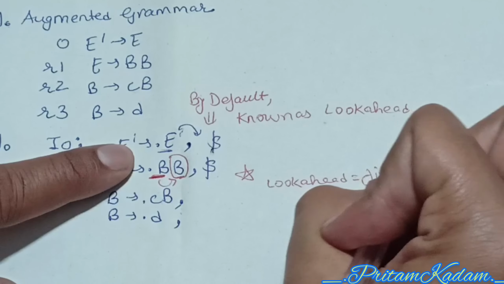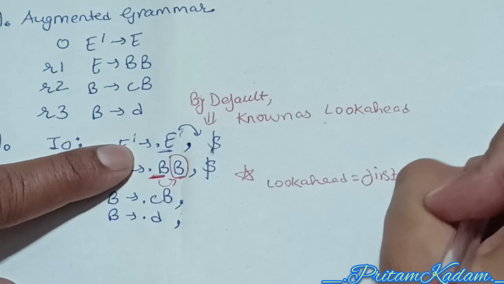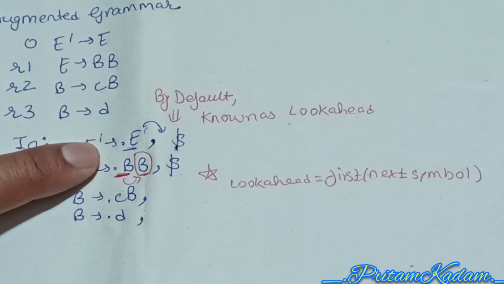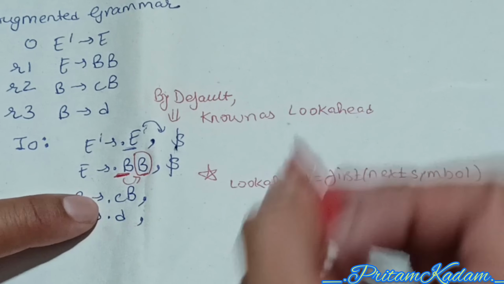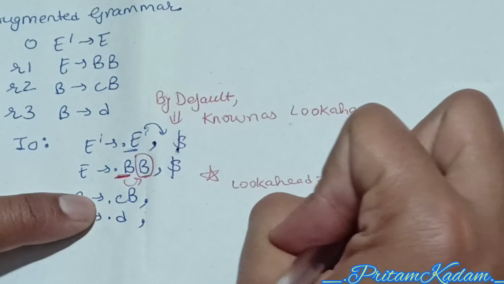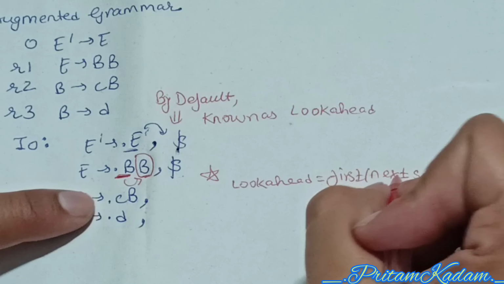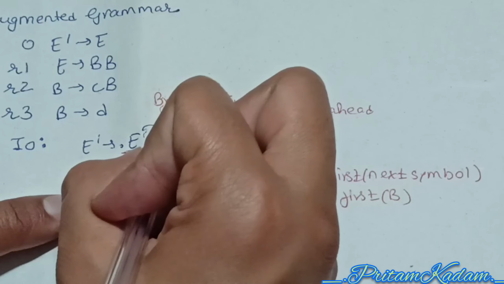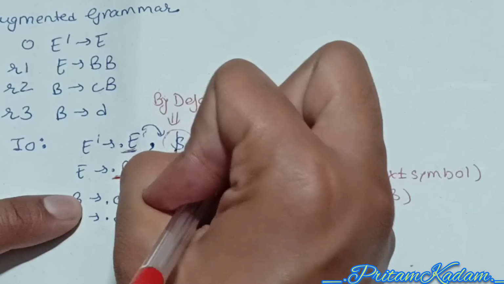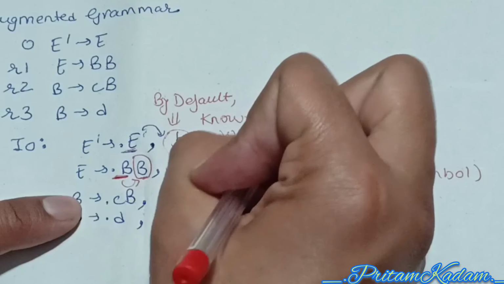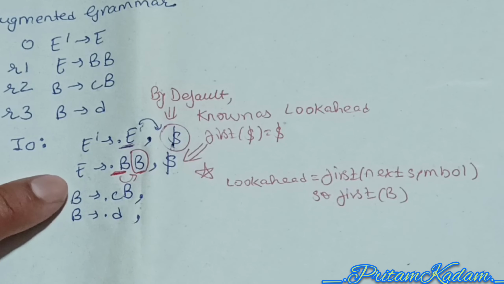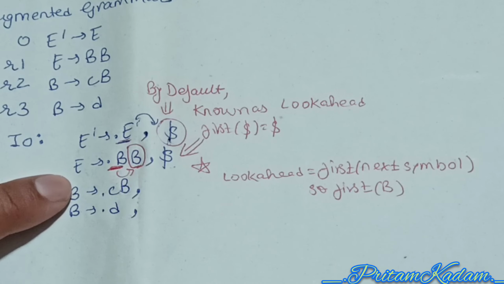So look ahead goes to first of the next immediate symbol. Okay, so for this the next immediate symbol is capital B only. So the look ahead will be the first of B, and in the first case it was the first of dollar. Okay, so let me just write it down. So first of dollar. Okay, now we have to write the look ahead of the B productions.